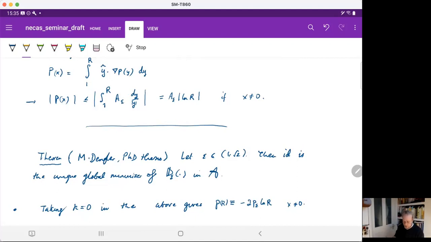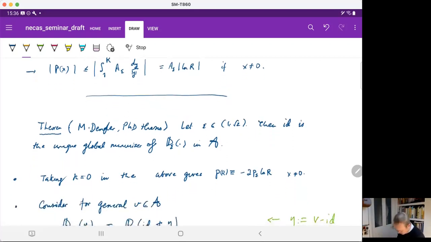And to do so, he made use of the fact that in the case of the identity, it is a stationary point, and we can write down explicitly its pressure. So the associated pressure is always minus 2 p epsilon log r, and I should say what p epsilon is. Sorry, I forgot to do that.